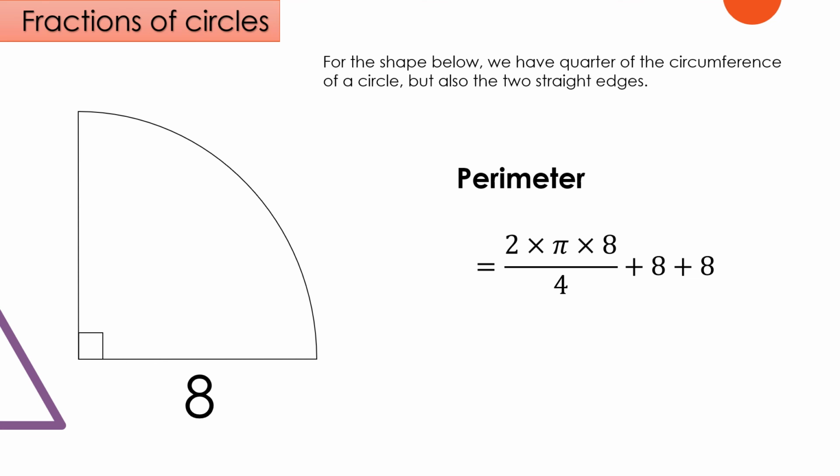Plus the two edges given to us, which are straight lines, 8 plus 8. Then as per the values substituted, we have 16 pi by 4 plus 16, and you know that 16 can be divided by 4. So my final answer will be 4 pi plus 16.